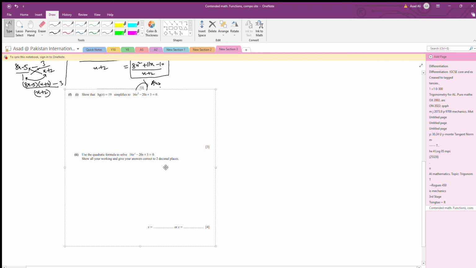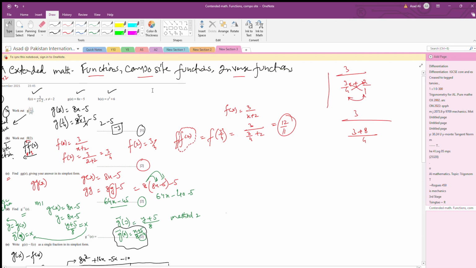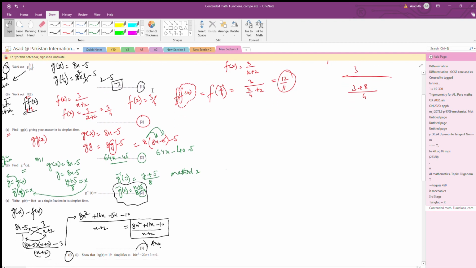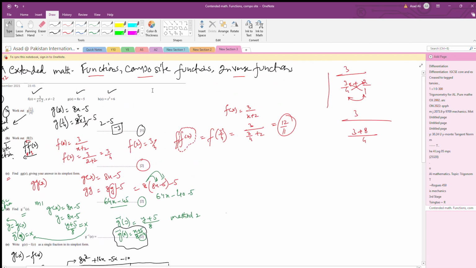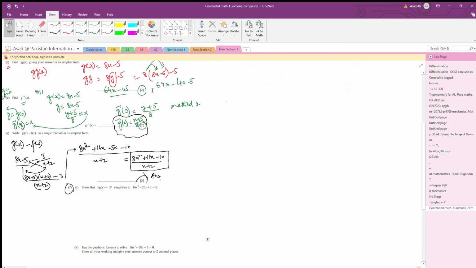Now see here, let's do it quickly. In this part, part F, they say show that if hg of x is equal to 19, this simplifies to 16x square minus 20x plus 3. Very simple thing. See, h of x is given to us, and g of x is also given to us. So they say h of g of x. So for this we need to write first. I'm doing this part here.